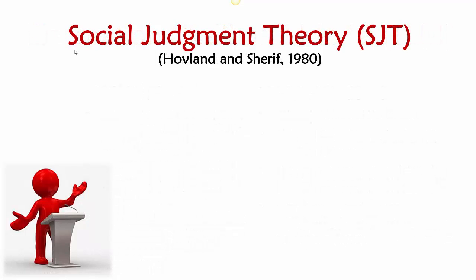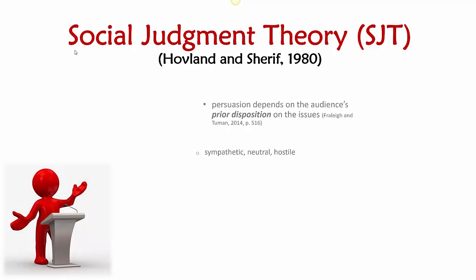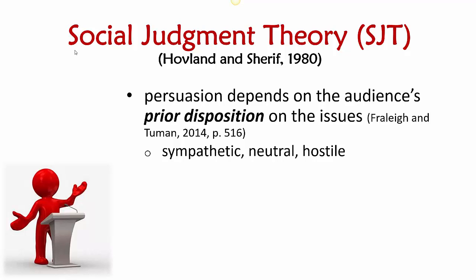The second theory we should discuss is the social judgment theory that was developed by Hovland and Sherif through the second half of the 20th century. The social judgment theory essentially focuses on the following important point about persuasion. Persuasion depends on the audience's prior disposition on the issues.